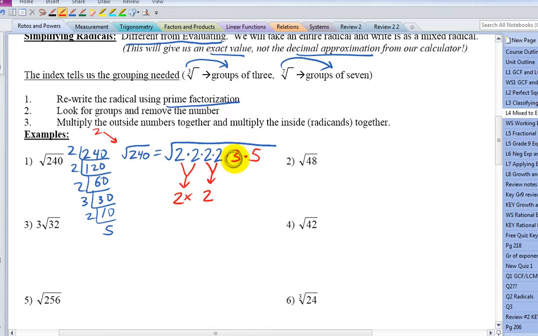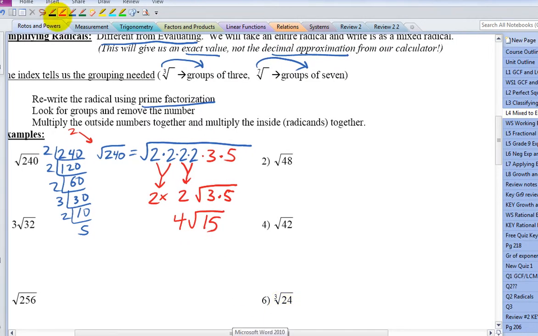Can we remove any 3's? No. There's only 1. What about 5? Can we remove 5? No. So those guys come out, and what we're left with is 3 times 5. Now we're going to multiply together. So what's on the outside? 4. What's on the inside? 15.